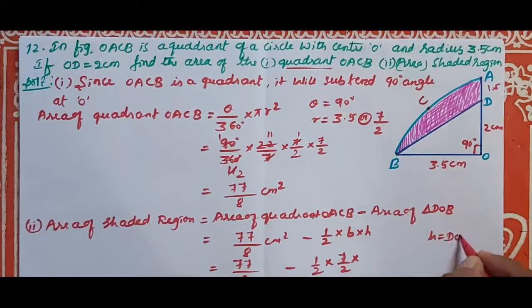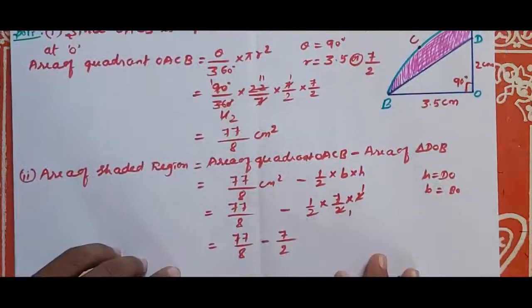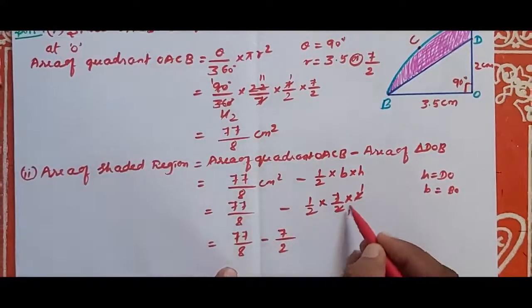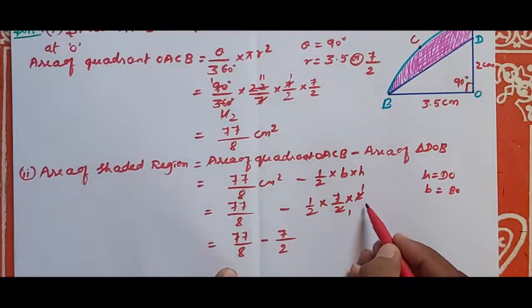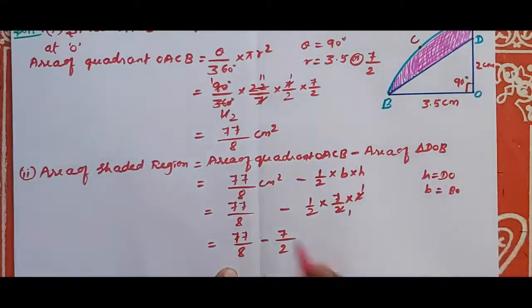See, height is DO and base is BO, that is 2 centimeter. 2 ones are 2, 2 ones are 2, right? Which is equal to 77 divided by 8 minus 7 ones are 7 divided by 2. So 77 by 8 minus half into 7 by 2 into 2, half into base into height. Here I wrote base is equal to BO and height is equal to DO.